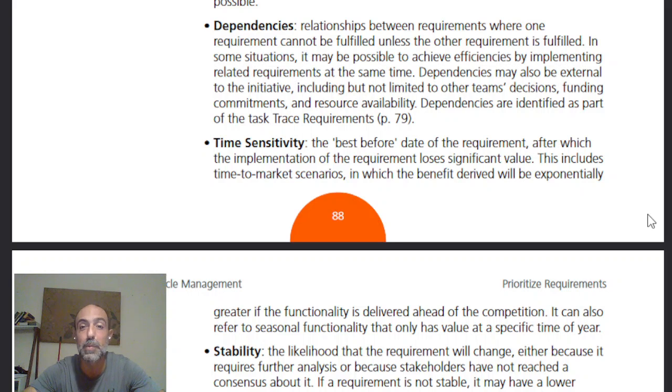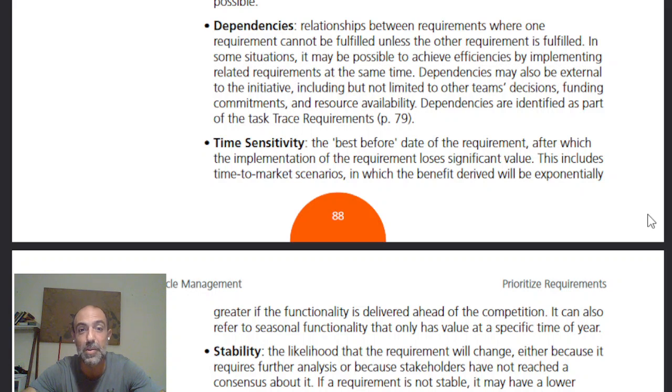Dependencies: relationships between requirements where one requirement cannot be fulfilled unless the other requirement is fulfilled. These dependencies are very important for you to allocate because they are the clearest form of prioritization. It doesn't matter how much you want to do this, you have to finish a couple of things beforehand. So you go do those things first in order for you to start with it. It may be possible to achieve efficiencies by implementing related requirements at the same time.